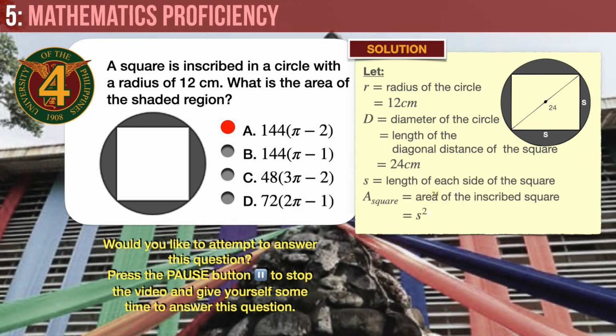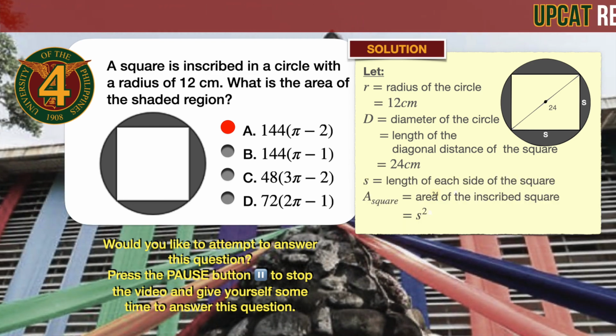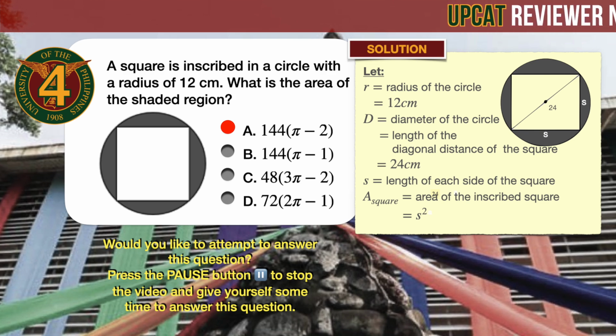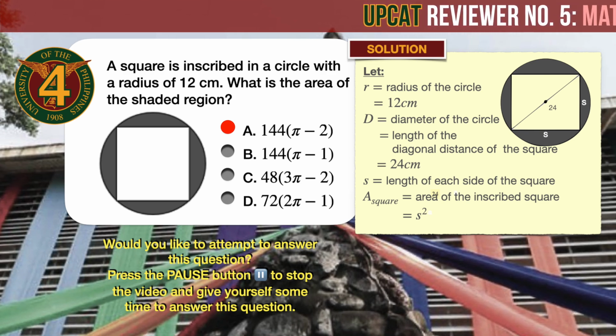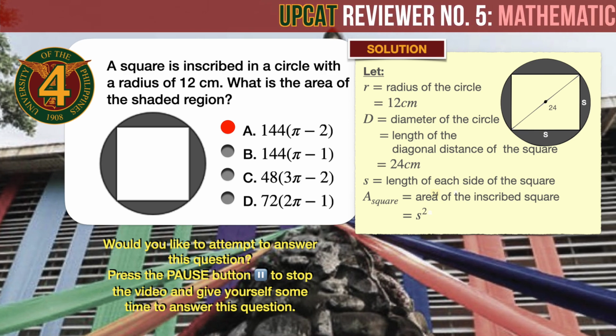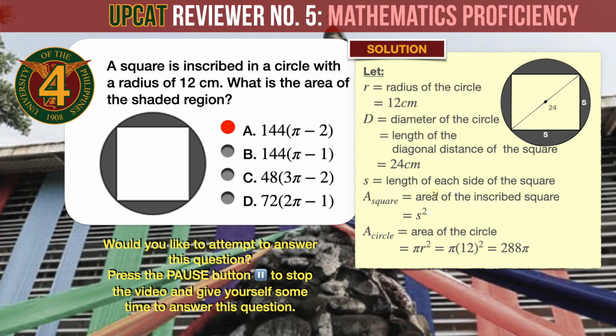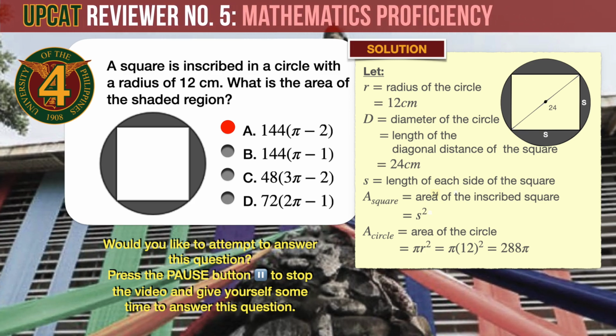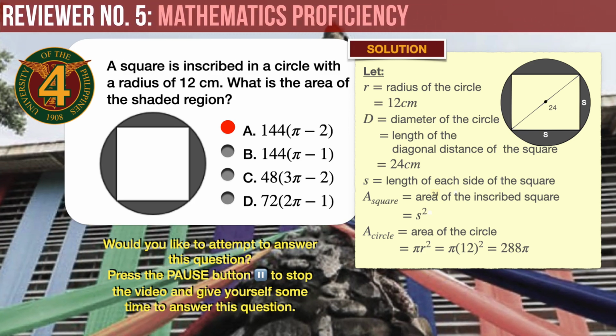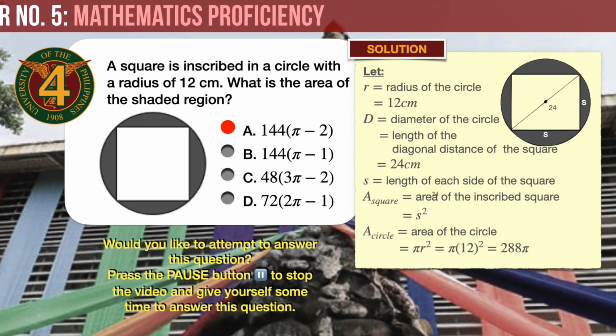Let S be the length of each side of the square. A square is the area of the inscribed square. With S as the length of each of its sides, A square must be equal to S squared. A circle is the area of the circle. We know this from the formula to be pi r squared. With the radius being 12 centimeters, A circle must be 144 pi.